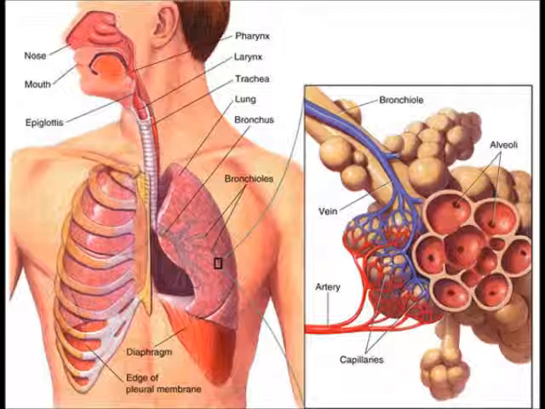So the pleural fluid is the fluid that's between what and what? The visceral and the parietal. And it's there for lubrication. Do we all understand this? Are we all clear? Okay, put your pens down and look at this picture.